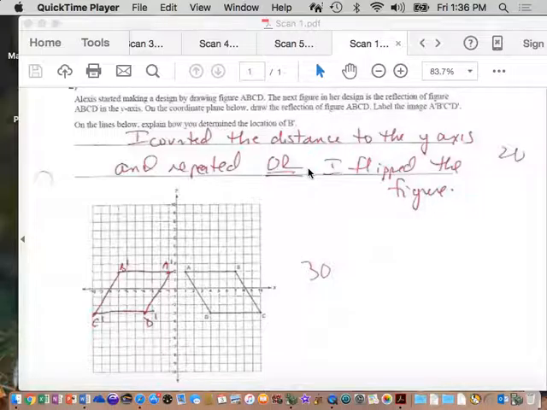I might move where A, B, C, D is and ask you to flip it over the y-axis again. I don't know how I'm going to do it tomorrow. And you'll get another table, and you'll have to write a function rule again. You'll also have to write the reason.